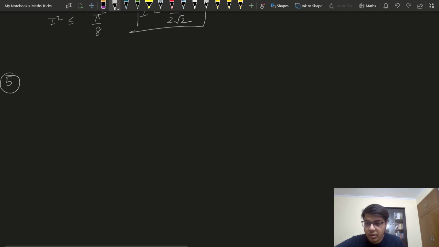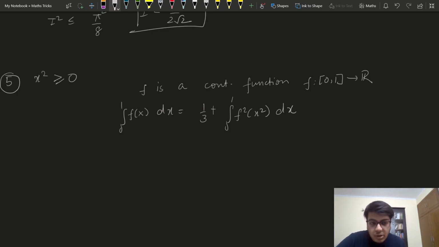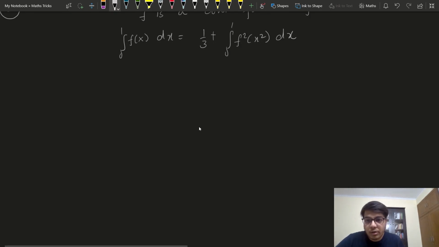Now our last trick is we are going to use the fact that x square is greater than or equal to 0. This is quite a useful fact. Let's see how we can use this to solve problems. Say we are given this. f is a continuous function such that the integral from 0 to 1 of f of x dx is 1 by 3 plus the integral from 0 to 1 of f square of x square dx. This is a very popular question. You will see this in tests and so on. So find f of 5.